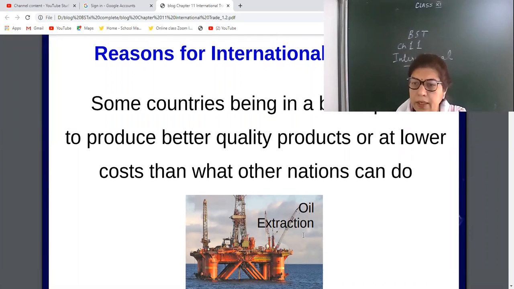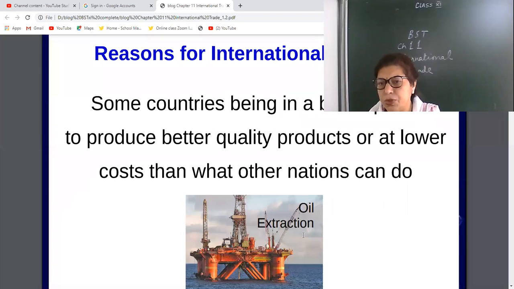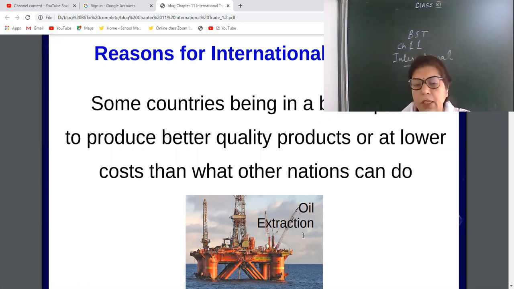Another is that those countries who are not able to produce those goods can also get those products, like oil from the oil producing OPEC countries. They are good in producing oil, so they are exporting it to other countries, and those countries who are unable to produce can also get the benefits of this.